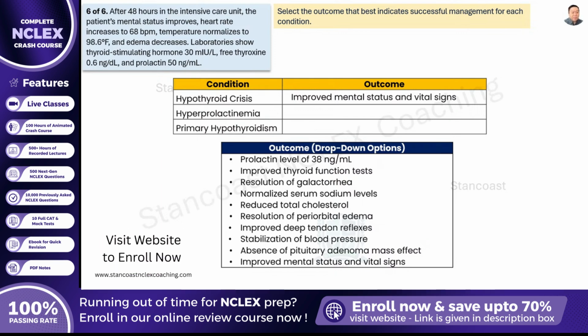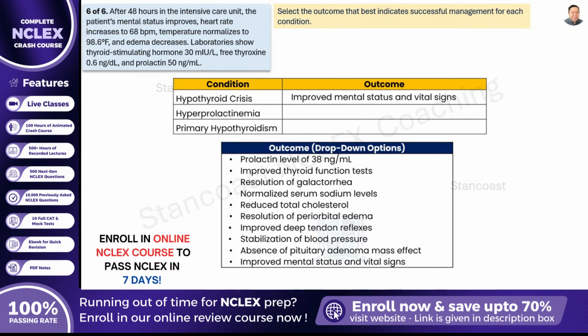If you selected resolution of galactorrhea, this is actually linked to the high prolactin levels. It's not directly related to the treatment of thyroid coma. And the normalized serum sodium levels, we know that this is something that can improve if the thyroid levels go up. This is a slow and secondary improvement. It's not the main focus in this case.